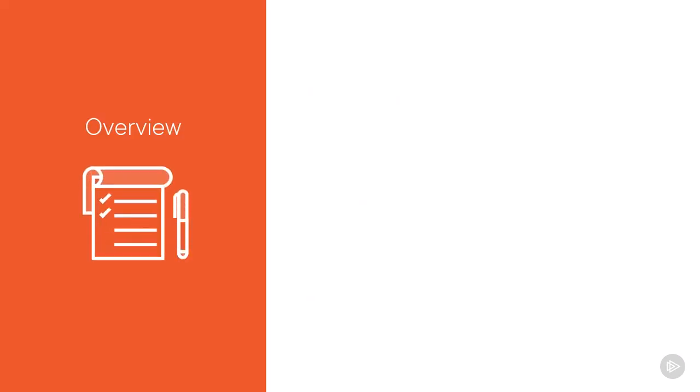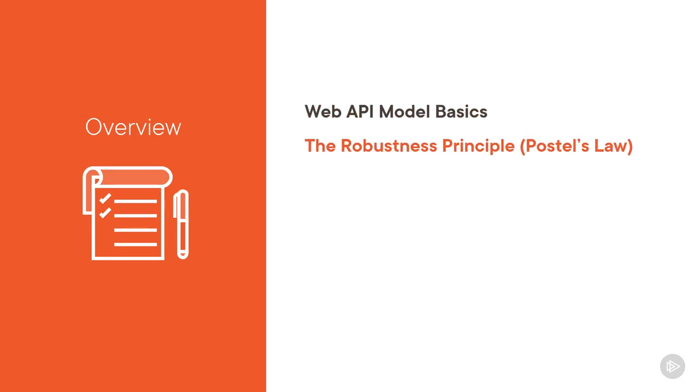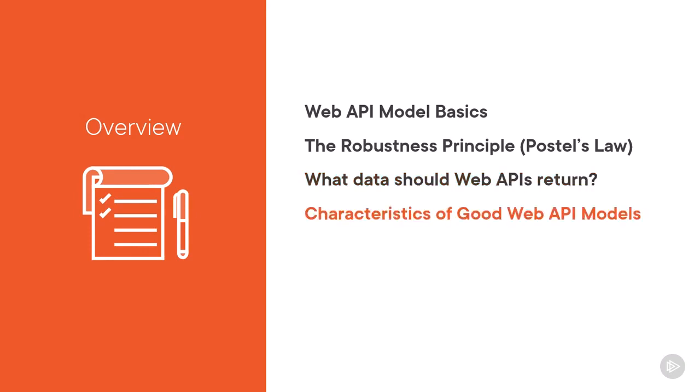In this module, we're going to start with some basic best practices for your web API models. Then, we'll introduce and talk a little bit about the robustness principle and how it applies to web APIs and the models you accept and return. Then we'll discuss how to decide what data your APIs should return depending on context, and then we'll look at some of the characteristics of good web API models, as well as some anti-patterns that might indicate that your models aren't as good as they could be.